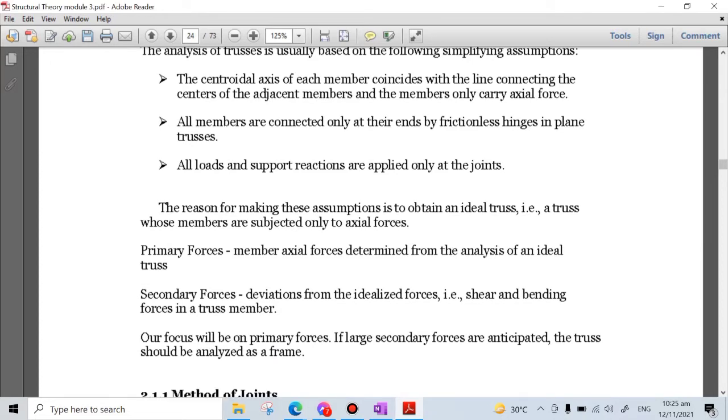The reason for making these assumptions is to obtain an ideal truss, a truss whose members are subjected only to axial forces. Primary forces, ito yung mga axial forces determined from the analysis of an ideal truss. Ito yung either compression or tension, yung sinasabi ko kanina na primary forces or primary stresses. The secondary forces naman, deviations from the idealized forces, ito yung shear and bending. Ito naman yung secondary forces wherein hindi natin siya kinukonsider. Our focus will be on primary forces lang.